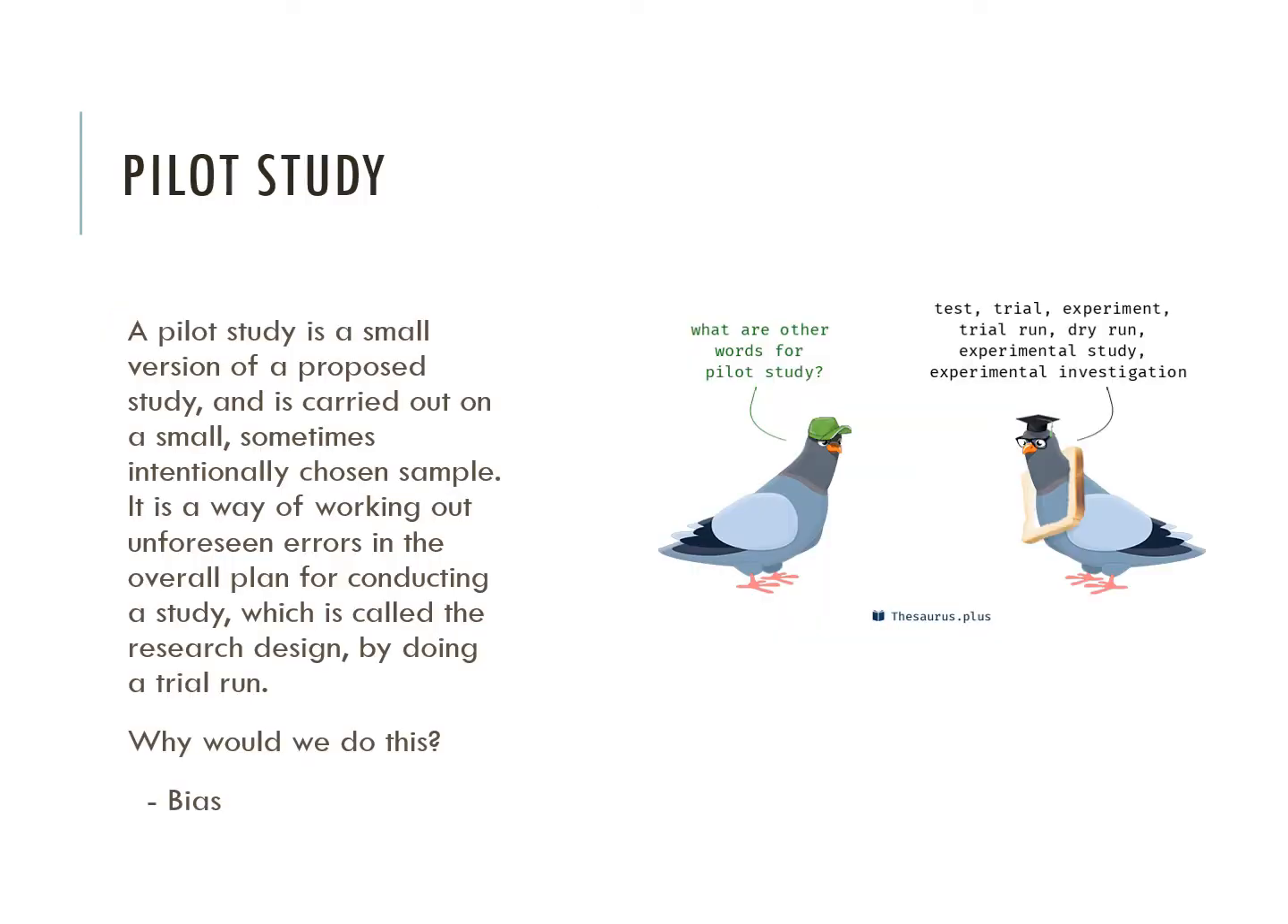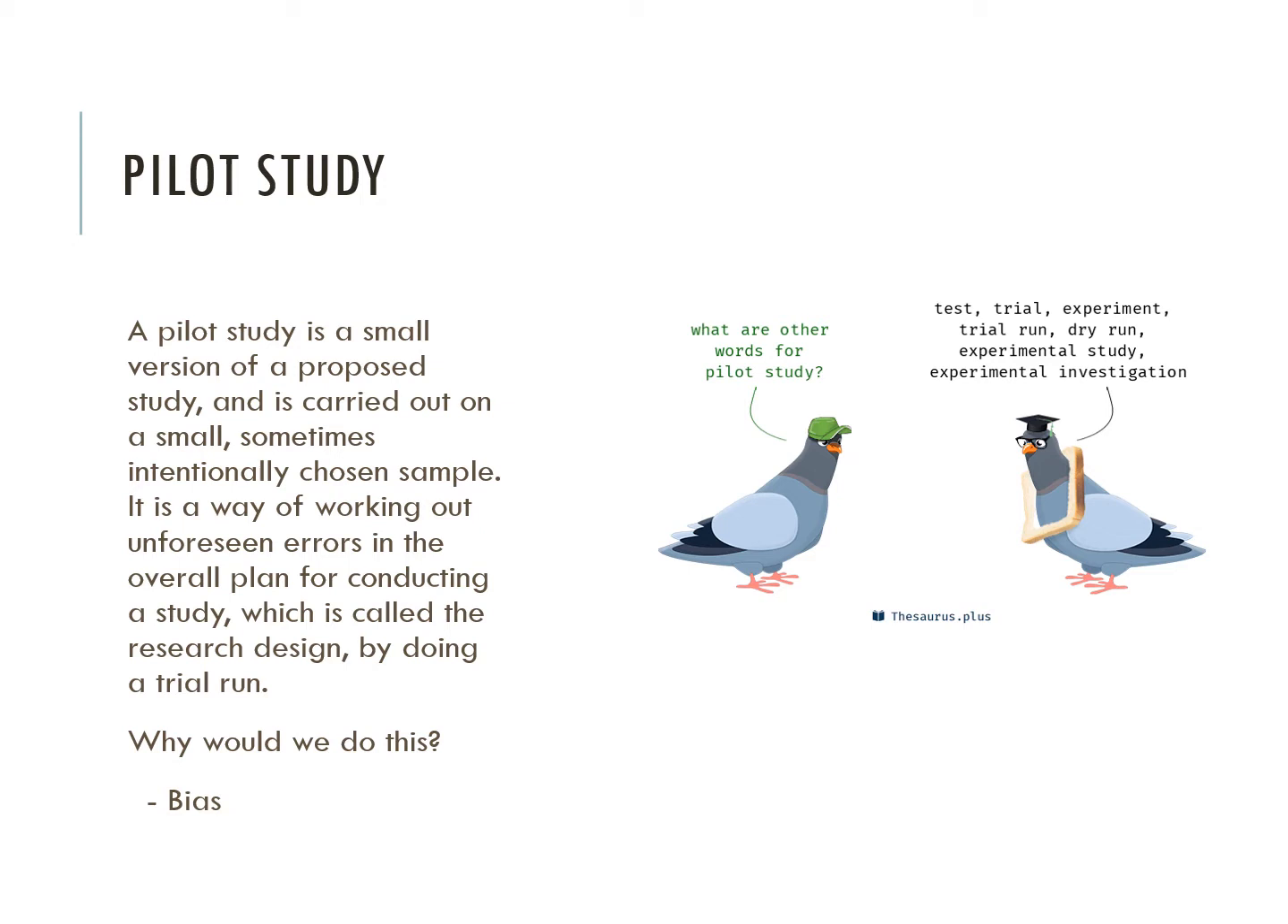So the next step in a research process is to potentially need to do a pilot study. If there hasn't been a lot of research done on the specific topic that you're doing, you're not replicating anyone else's studies, then you're going to be doing your own thing, right? And you need to figure out how the research study will be run, and a lot of things can go wrong in the middle of your research. So what researchers will do is conduct something called a pilot study. It's basically just a small version of the proposed study. It gets carried out on a small, sometimes intentionally chosen sample.